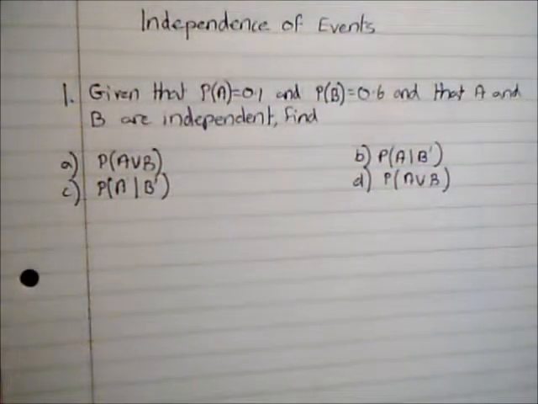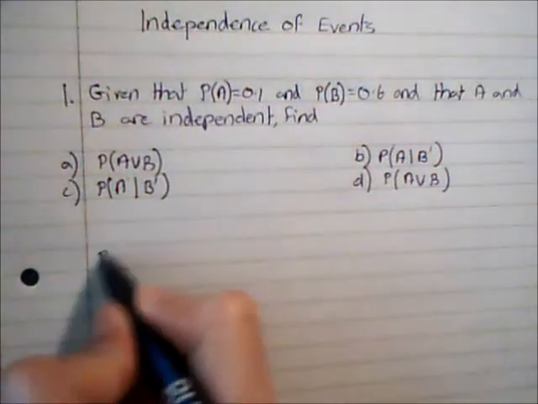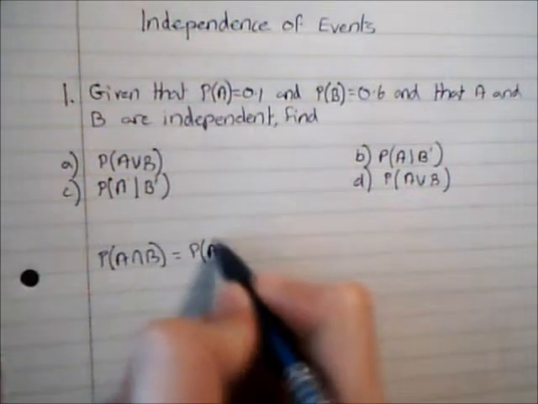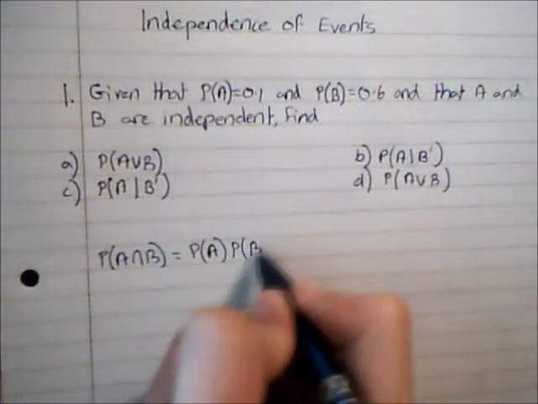In this video we're going to look at how we can use the fact that some events are independent to help us solve probability problems. And one thing that it's useful to know about independent events is that the probability that one event happens multiplied by the probability of another event happens is equal to the probability of both of those events happening if they are independent. And this can be written as the probability of A intersection B equals the probability of A multiplied by the probability of B.